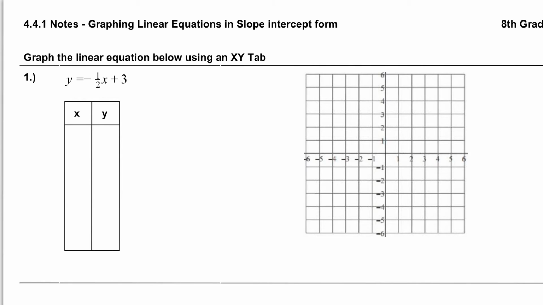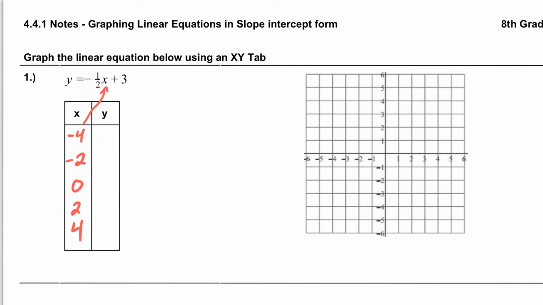So our first step is we're going to pick 5 input values, 5 x values here. And we want to pick smart values. So since our equation is y equals -1/2 x plus 3, we want to pick numbers that when we multiply them by -1/2, they're going to come out nice and neat. So I'm going to pick -4, -2, 0, 2, and 4. And it's also good to pick some positives, some negatives, and 0 is always a nice easy number to plug in.